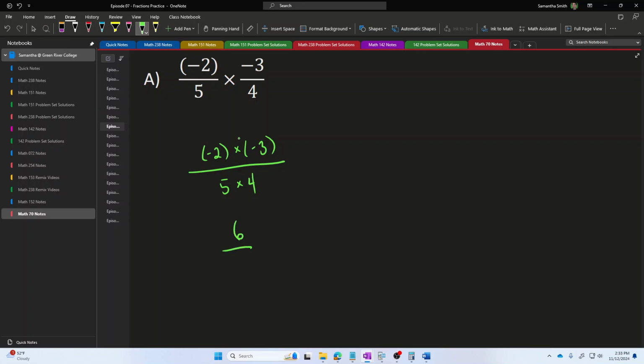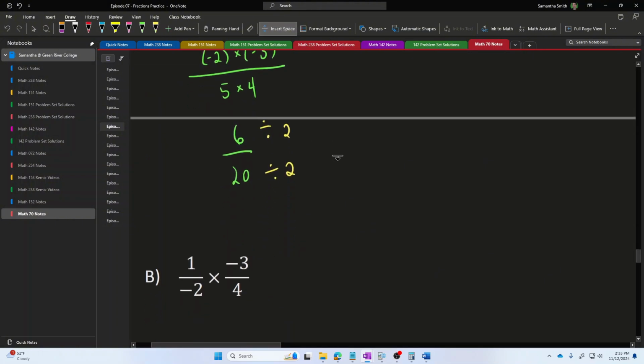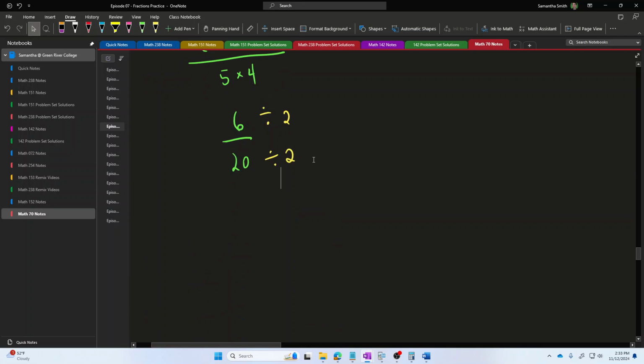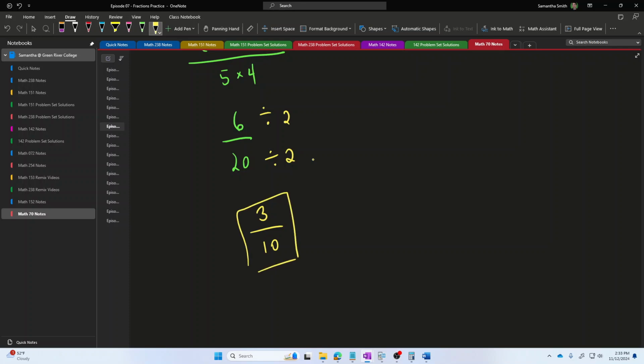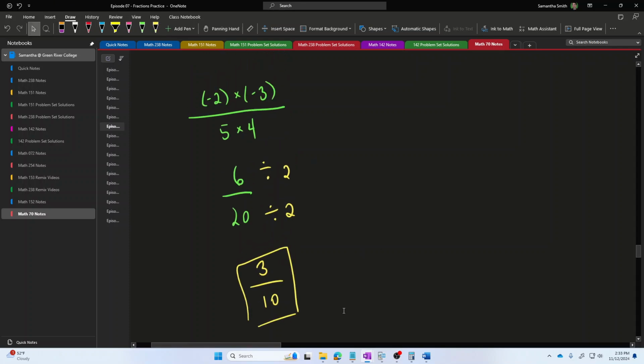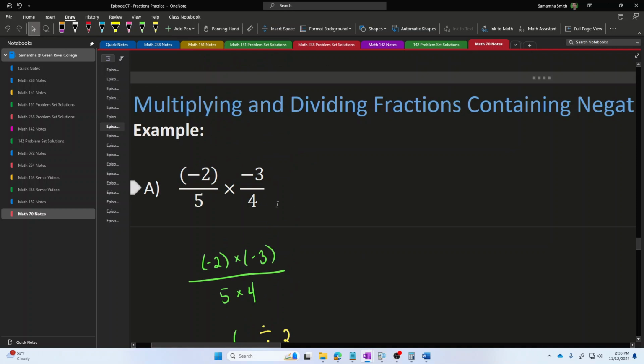And then in the denominator, 5 times 4 would be 20. And so let's see if we can simplify this. If I can divide anything out of both the top and the bottom, and it looks like I can. 2 goes into 6 3 times. 2 goes into 20 10 times. So overall, I'm left with 3 over 10 as the result of this product of two negative fractions.